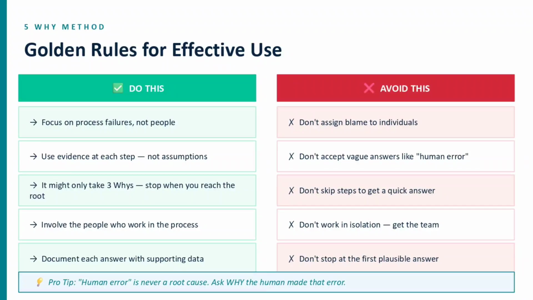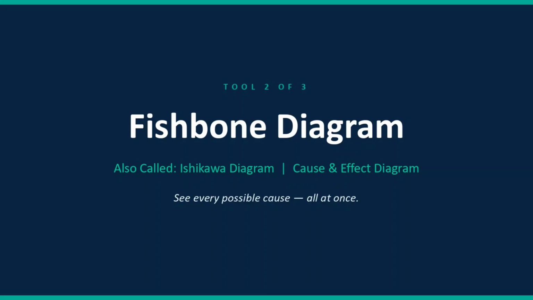Every time you write human error as a root cause, an inspector will push back. And rightly so. The golden rule: if you can ask why one more time and get a meaningful answer, you are not at the root cause yet. Now let's talk about tool number 2. The Fishbone Diagram. This is also called the Ishikawa diagram, after the Japanese quality engineer Kaoru Ishikawa who developed it in the 1960s. And sometimes it's called a cause and effect diagram, which is exactly what it does.